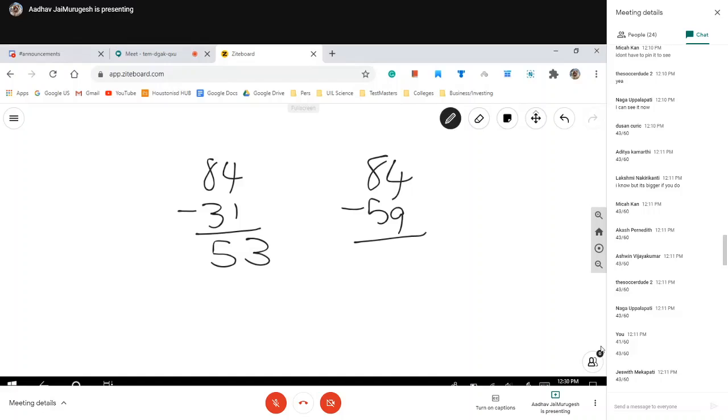As most schools have taught it, you would first carry over. So this would change to a 7, and this would change to a 14, and 14 minus 9 is going to be 5. Then it's 7 minus 5, which is 2, right? So it is easy. But there's one way you can do these subtractions without carrying over. So I'm going to be teaching you that right now.